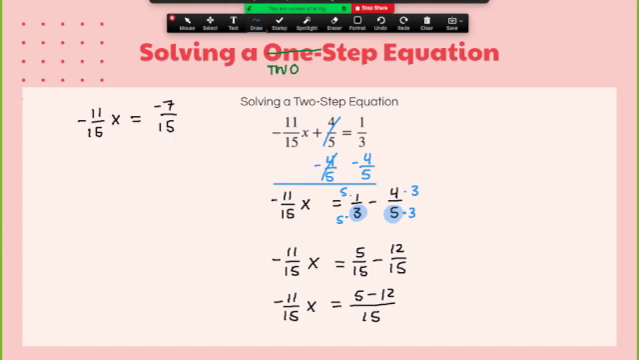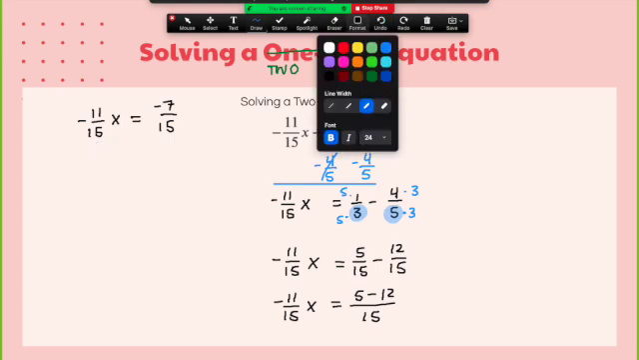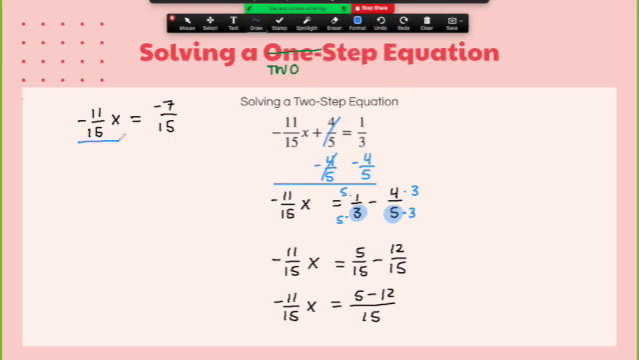And then after I do that, I see that the negative 11 over 15 is multiplying with x. So again, I'm going to divide negative 11 over 15 to both sides. That would cancel out that fraction. And so I would be left with x equaling negative 7 over 15 divided by negative 11 over 15.